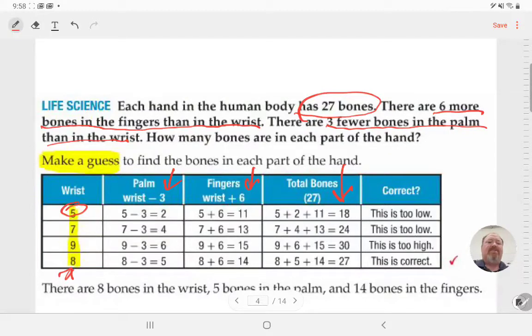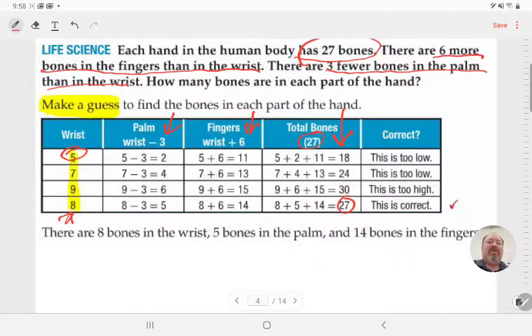8 minus 3 is 5. 8 plus 6 is 14. 8 plus 5 plus 14 is 27, which we know there's 27 bones. So therefore, 8 has to be the right answer. So there are 8 bones in the wrist, 5 bones in the palm, and 14 bones in the finger.